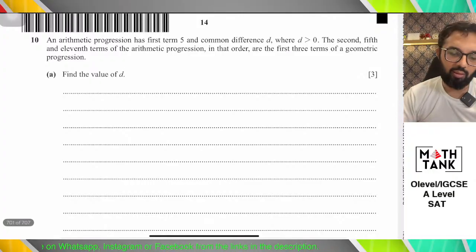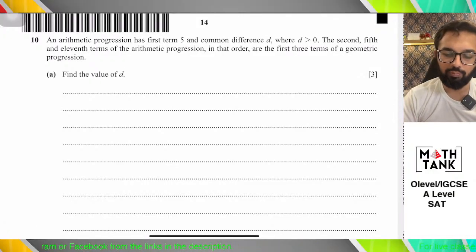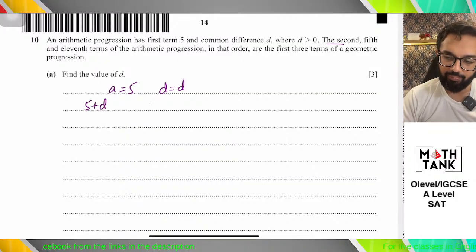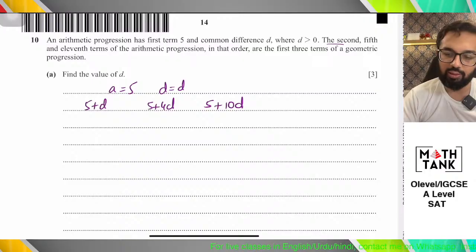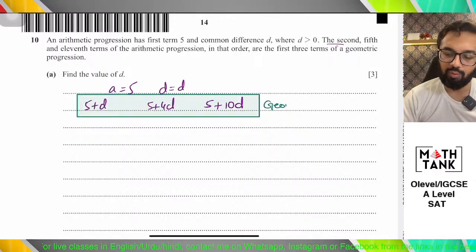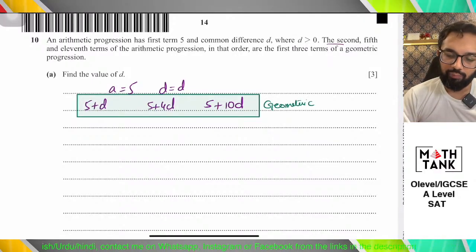Okay, question number 10. An arithmetic progression has first term 5 and common difference d, where d is greater than 0. The second, fifth, and 11th terms of the arithmetic progression, in that order, are the first three terms of a geometric progression. So the terms I'm talking about are 5 plus d, 5 plus 4d, and 5 plus 10d. These three are the first three terms of a geometric progression. Find the value of d.